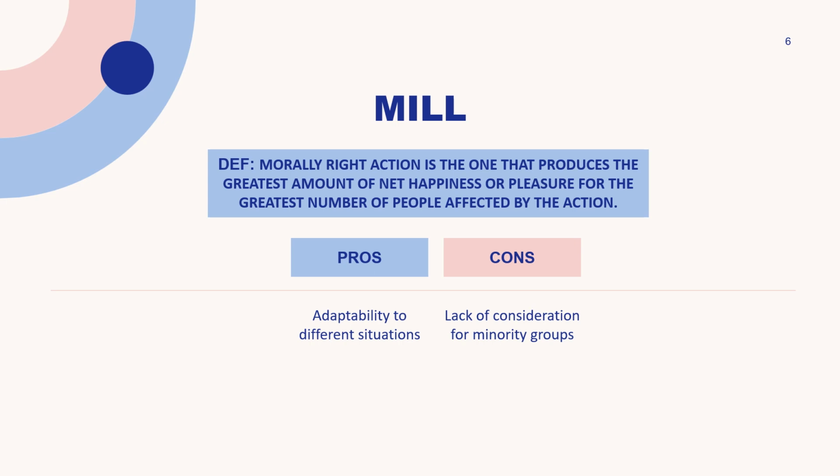Utilitarianism may be criticized for its emphasis on happiness or pleasure, as it may not always prioritize individual rights. Utilitarianism may also be criticized for its lack of consideration for those who may be negatively affected by the actions that produce overall utility.